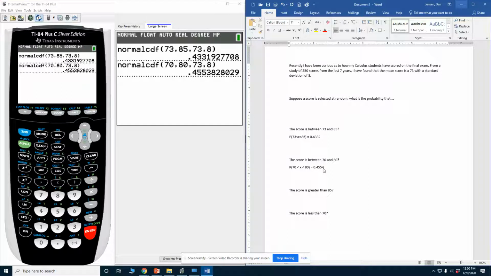So the probability that I randomly select a student and their score is between a 70 and an 80 is 0.4554. That tells me, by the way, that 45.54% of the scores are between a 70 and an 80.